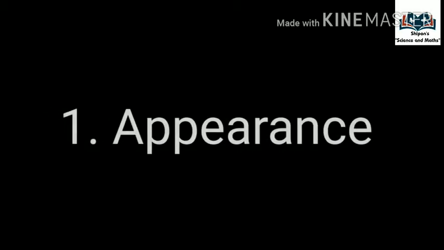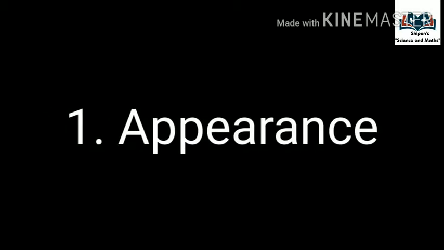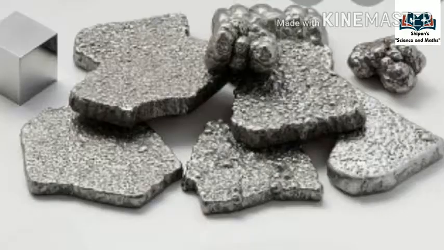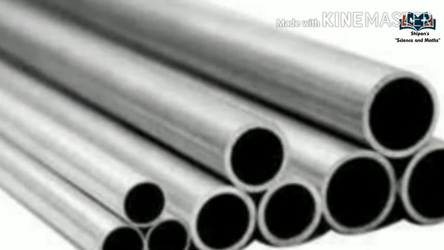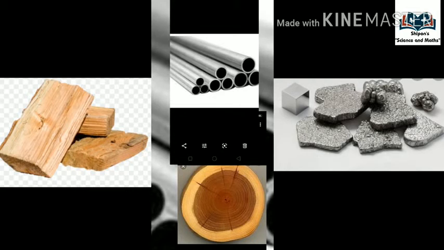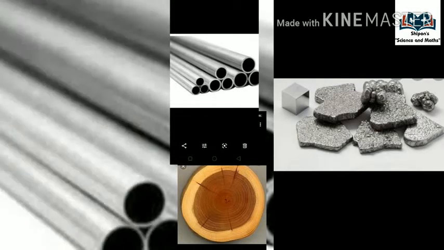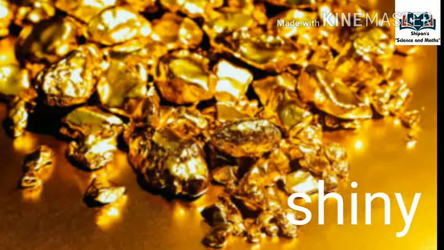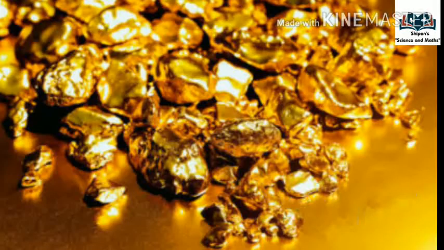The first property is appearance. Dear students, materials usually look different from each other, isn't it? For example, wood looks very different from iron, and iron appears different from copper or aluminium. At the same time, there may be some similarities between iron, copper and aluminium that are not there in wood, right? Materials that have luster are usually metals. They have shine, whereas wood is dull. So you can easily separate shiny metals from dull ones, isn't it?